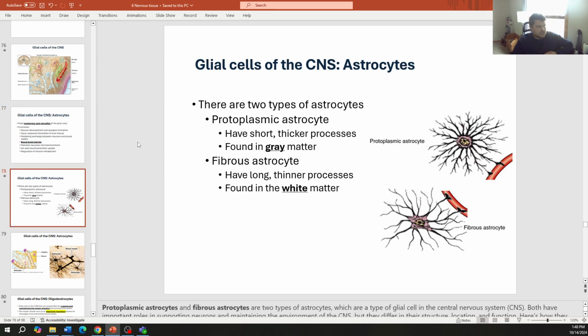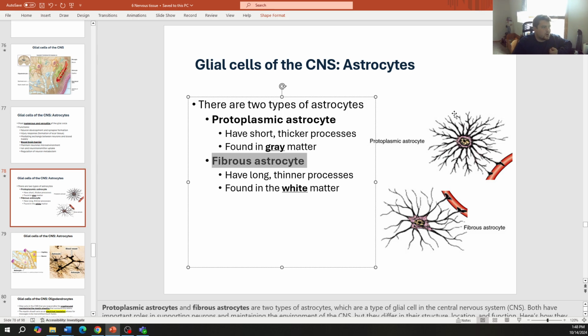There's two specific types that we mention. We have protoplasmic astrocytes, which are primarily found in the gray matter, and they have short, thicker processes like this, and there are a ton of them. So lots and lots and lots of these. These are in the gray matter. Then we have the fibrous astrocytes, which have much longer and thinner processes, all reaching out, and those are found in the white matter.